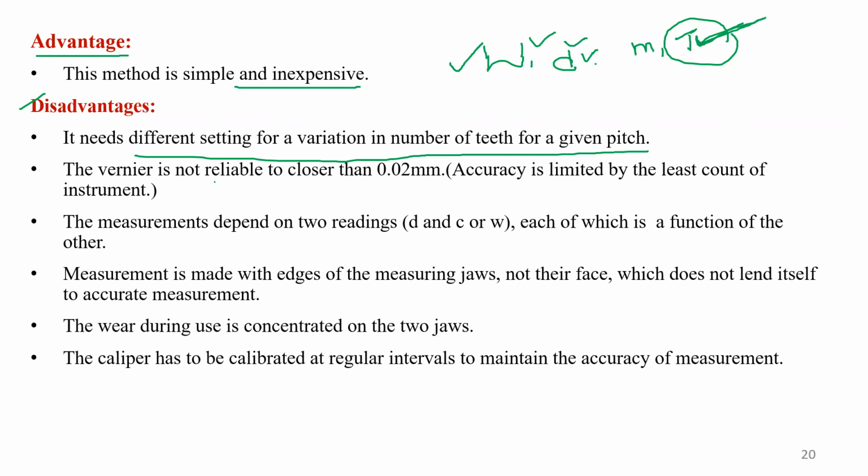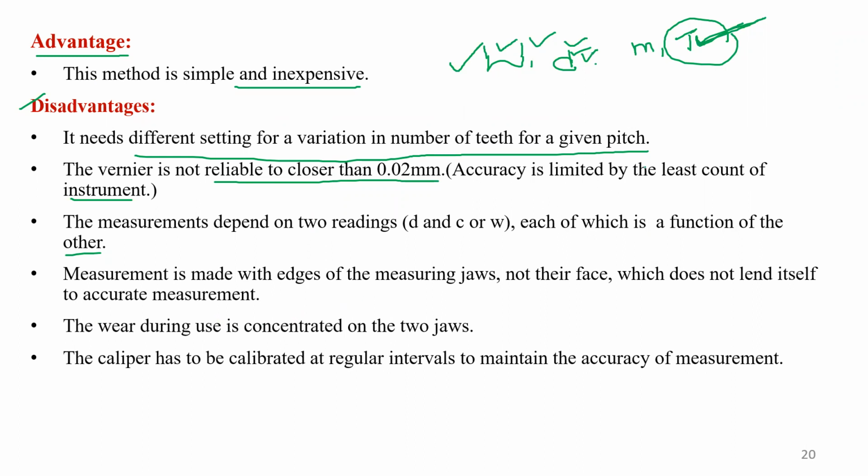And the vernier is not reliable to closer than 0.02 mm. So accuracy is limited by the least count of the instrument. The measurements depend on the two readings, D and W, each of which is a function of the other. If there is any error in setting the D value, that will reflect in the measurement of W.